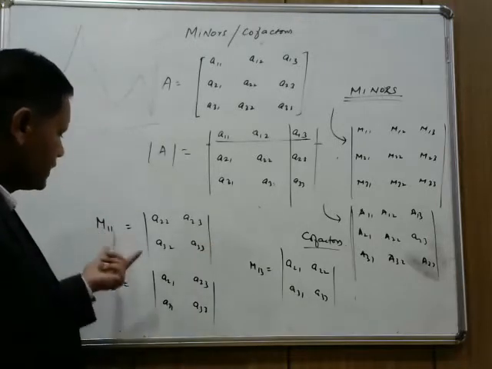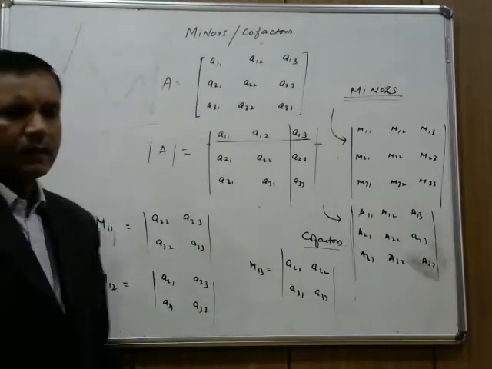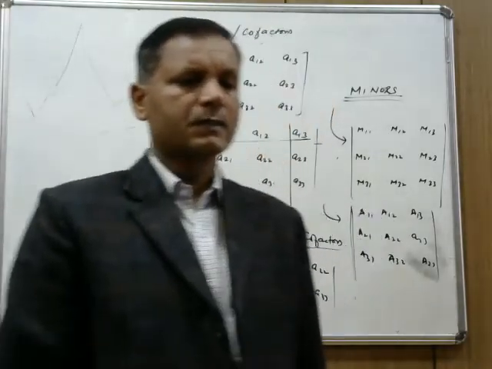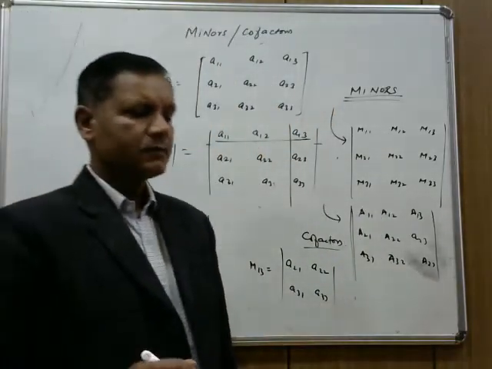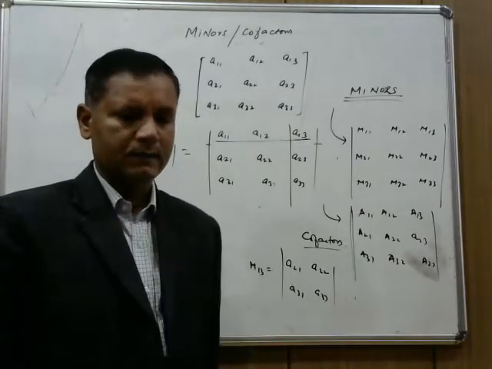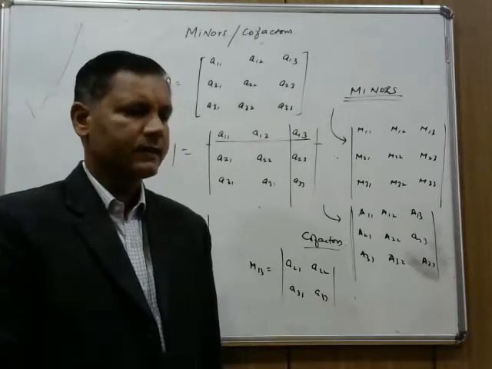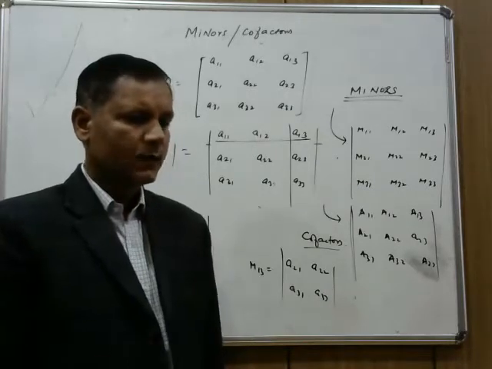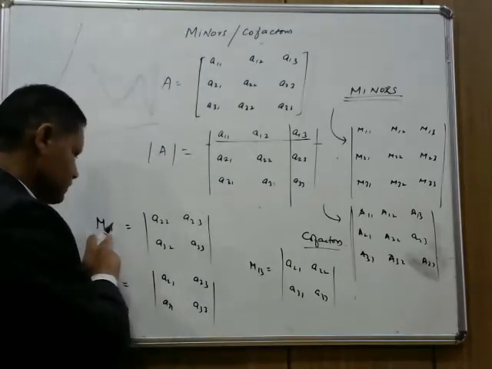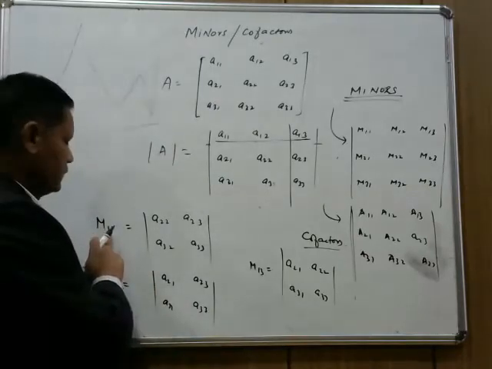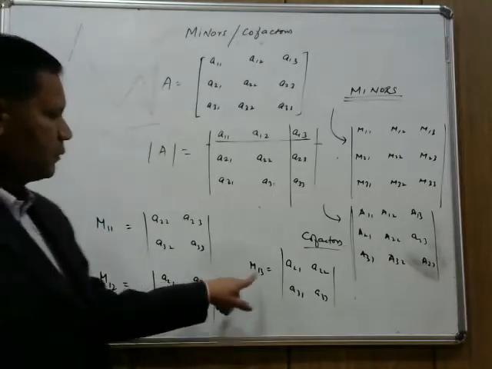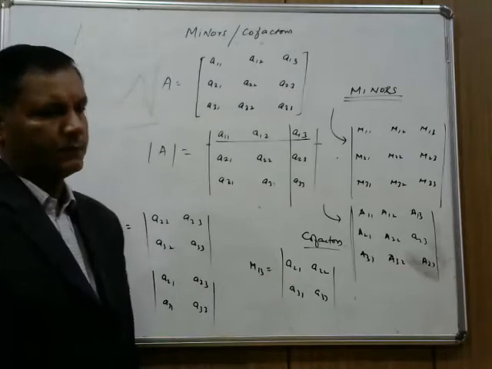And as soon as you get the minors, nothing to do with the cofactors. Simply we have to change the sign of the minors and then you will get the cofactors. Now how to change the sign? Very simple, I am telling you. Here see the sum of the row and column. Here 1 plus 1 is 2, here 1 plus 2 is 3, here 1 plus 3 is 4.